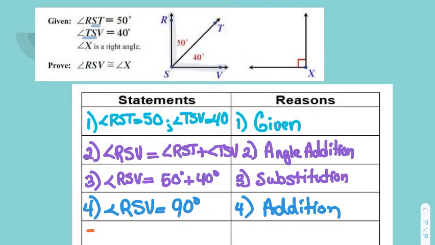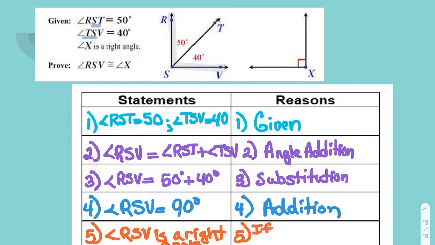All right, so 5, then that tells us that RSV is a right angle, and that's by the definition, of course, that if an angle is a 90-degree angle, then it is a right angle.